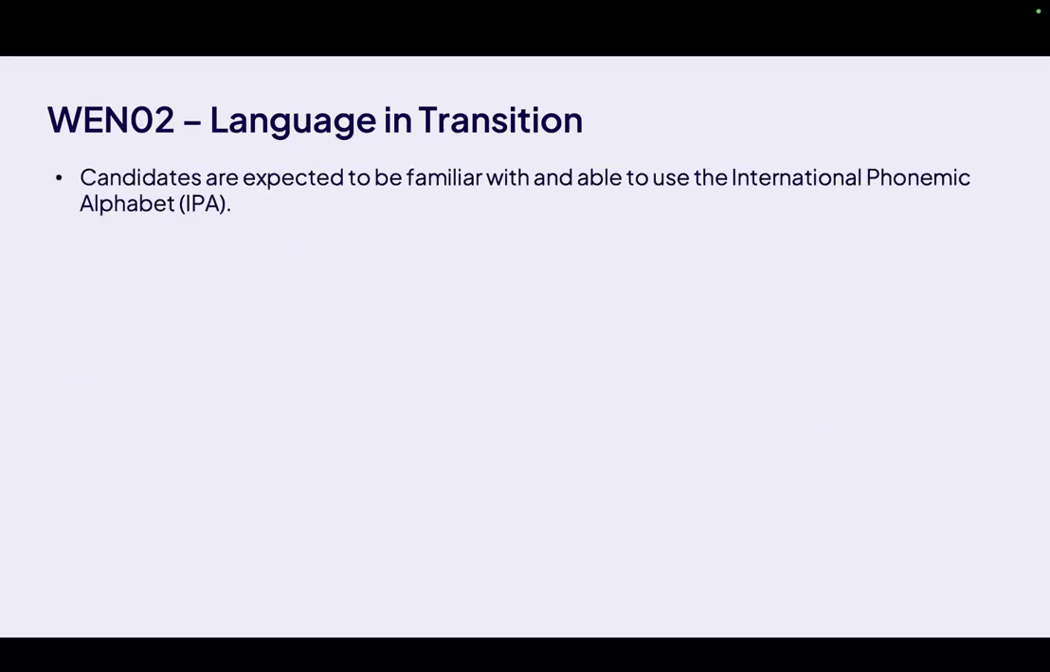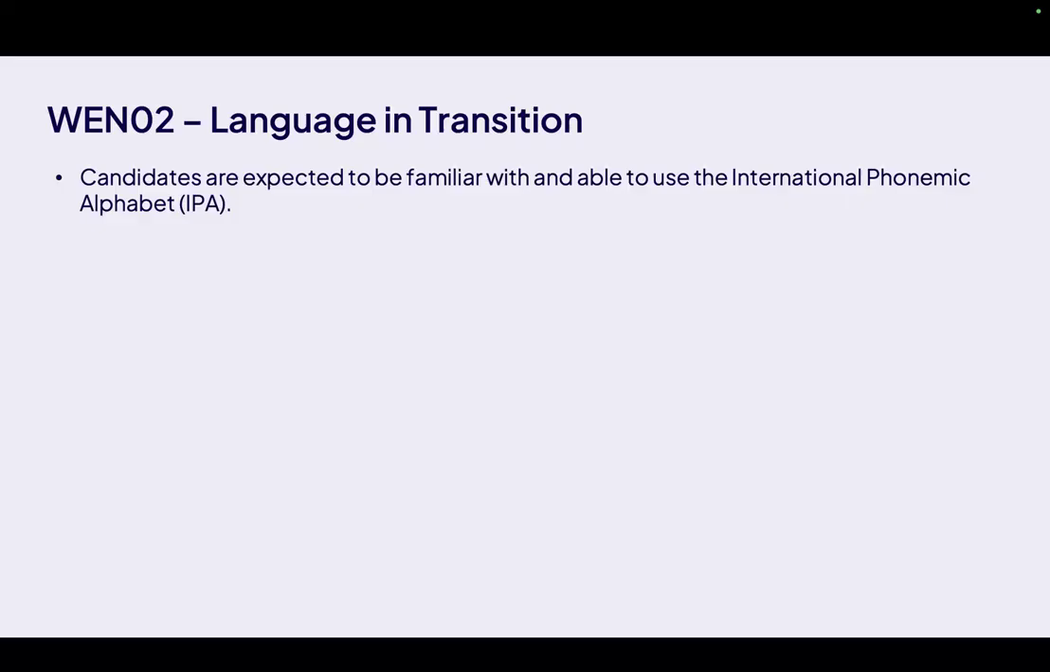Okay, so here, candidates are expected to be familiar with and able to use the IPA, which is the International Phonemic Alphabet. You might be familiar with it already. There is always a copy of it in the source booklet. I can just show you on the camera now. There's always a copy in the source booklet for this series, the 2024 series. It's on page 3, so maybe you can be digging that out.